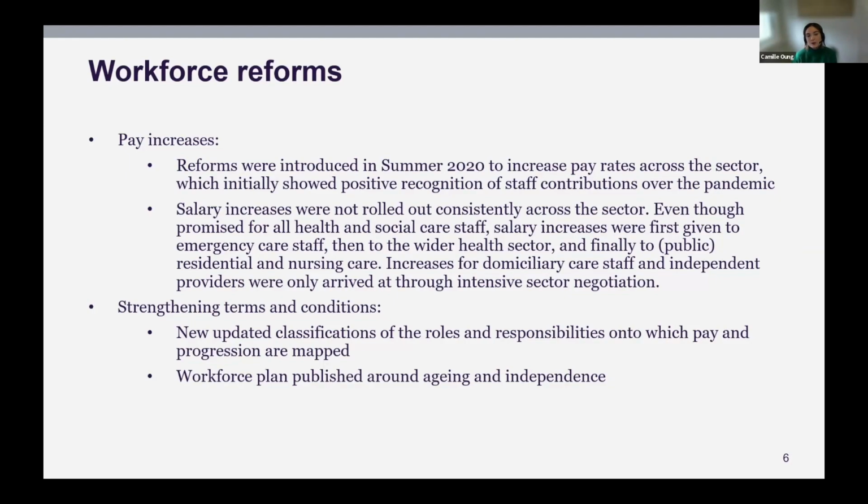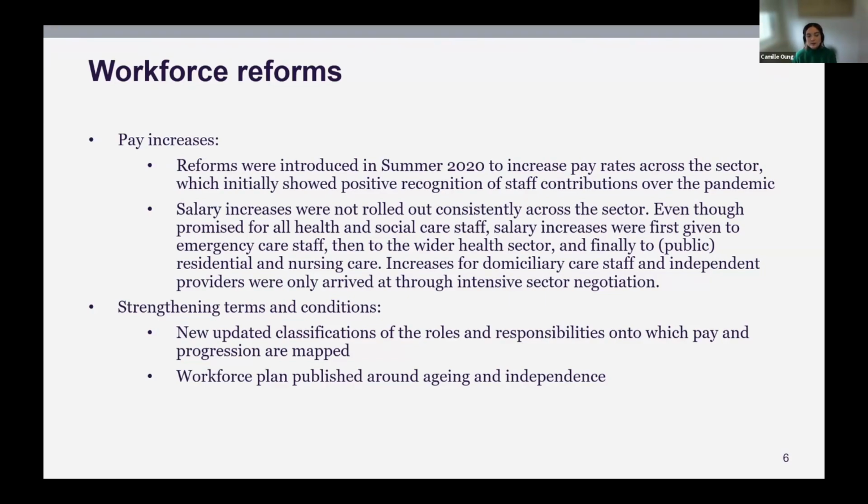So a new updated classification of the roles and responsibilities for staff has been developed, with the intention of building a bit more of a career pathway that recognises people's experience as well as people's skills, and the pay and progression has been mapped onto that. And so the idea is to have more consistency of what you might expect if you take a career in long-term care, and also a level of career progression that I think wasn't necessarily formalised before. And alongside that, last year a workforce plan was published around ageing and independence.